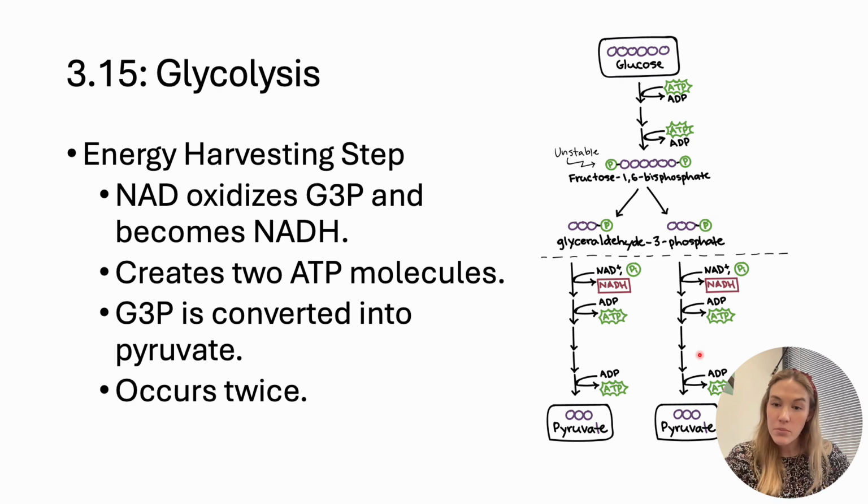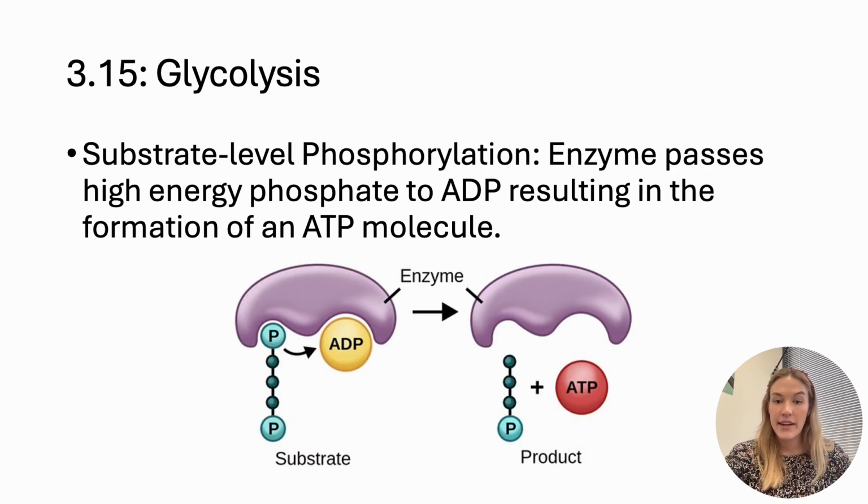There are also other important molecules here that you should know. You should know that we are getting 2 NADHs per glucose. This is really important when we start talking about the electron transport chain later on. Now, there is a term that you will hear related to glycolysis very often called substrate-level phosphorylation. This is where an enzyme passes a high-energy phosphate to an ADP to form an ATP.